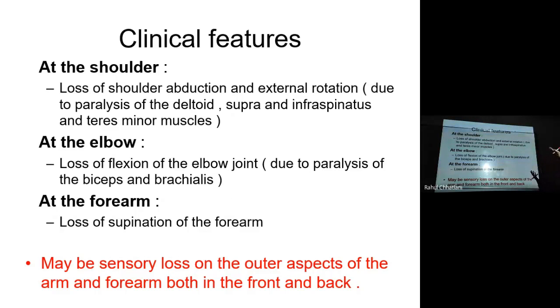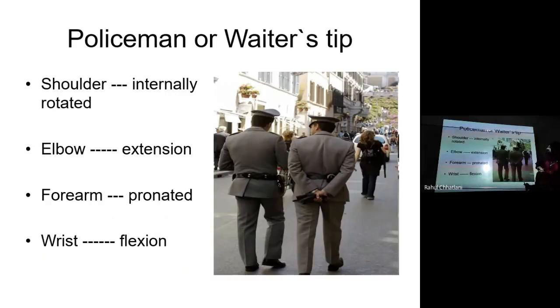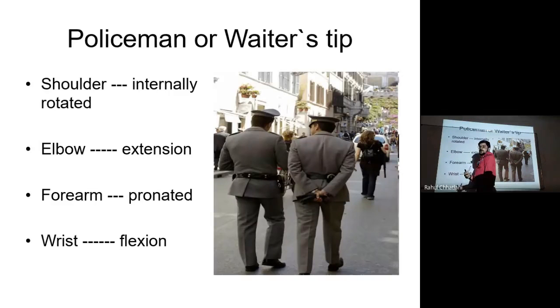There will be the clinical features: at the shoulder, what will be there; at the elbow, which movement; where will be the sensory loss; and at the forearm, what will be the cause and sensory loss. Policeman's or waiter's tip hand, you already know this, you might have learned it from me in first and second semesters. The hand remains in this position and the wrist and fingers remain flexed. The arm is adducted, internally rotated, elbow extended, forearm pronated and wrist in flexion.